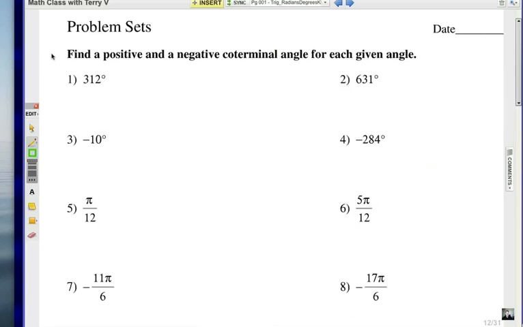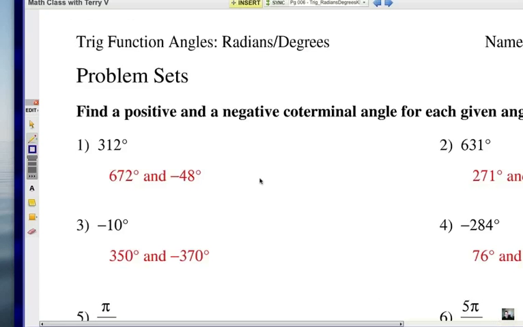So now let's go ahead and look at these first 4 questions here. They give you a positive or a negative degree measure, and you find the coterminal angle for each given angle. Go ahead and hit pause and write it down and see what you think. All right, here are the answers.